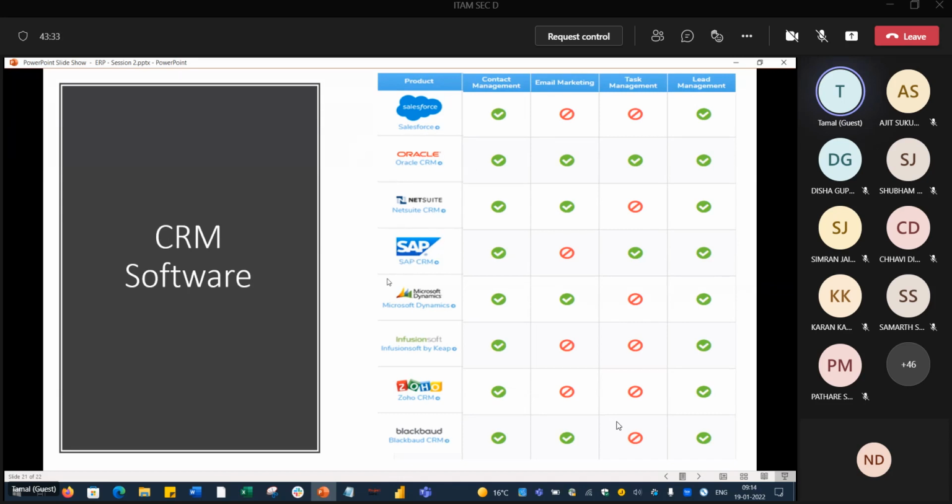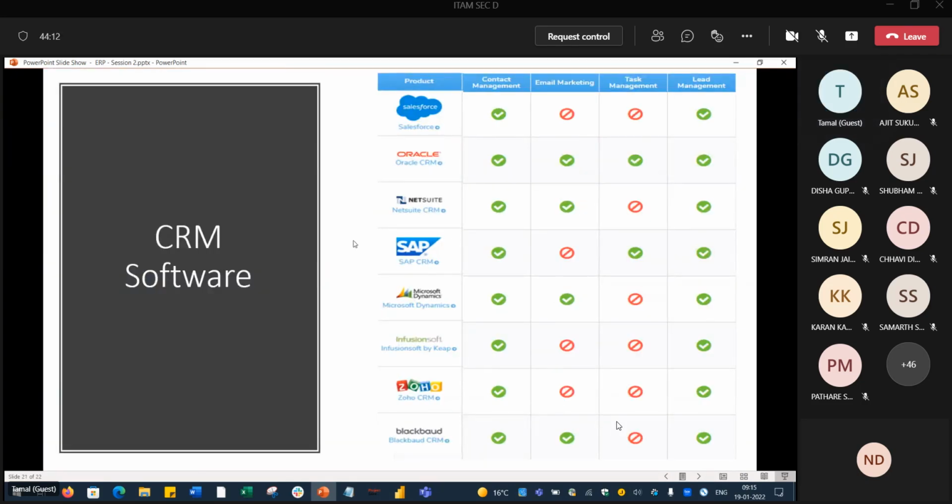These are a bit costlier, but they are there because, as I have started saying, supply chain and CRM are extended ERP. So everybody can do everything: contact management, email marketing, task management, lead management. So that is not the important thing. Our point is this: these are the companies who are the CRM vendors these days.